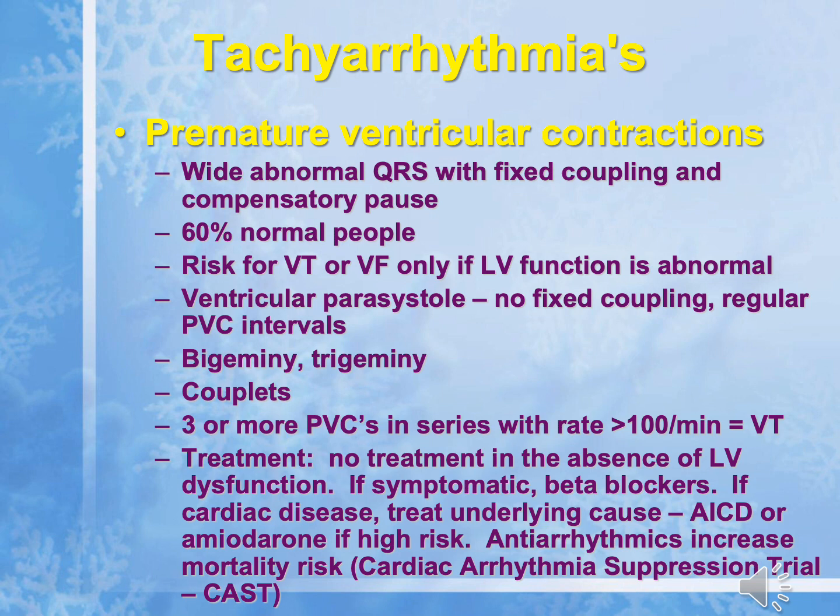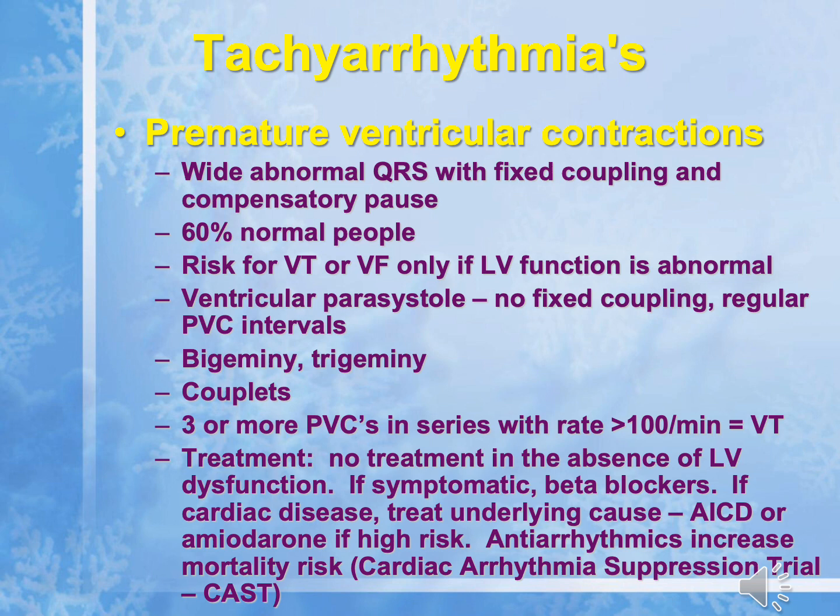A condition called ventricular parasystole is when there is a site in the ventricular myocardium that is producing an autonomous rhythm. In this situation, there will be no fixed coupling relationship to normal beats, and there will be regular premature ventricular contraction intervals.